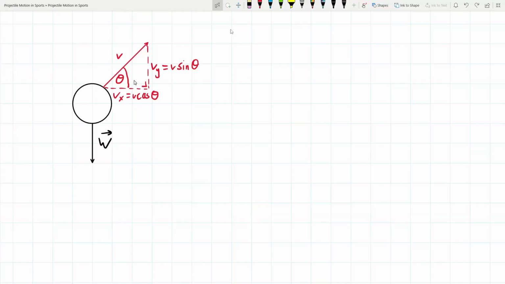So earlier on when we were looking at projectile motion, we looked at the velocity v and we broke that down into the y and x directions, and we also looked at the force of gravity pulling it downwards. So, according to Newton's second law, the sum of all the forces is equal to the mass of the object times the acceleration. Now in this case, the only force on the diagram is the weight.